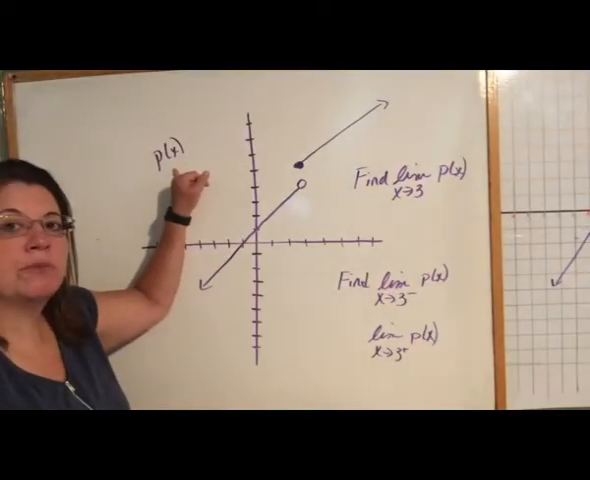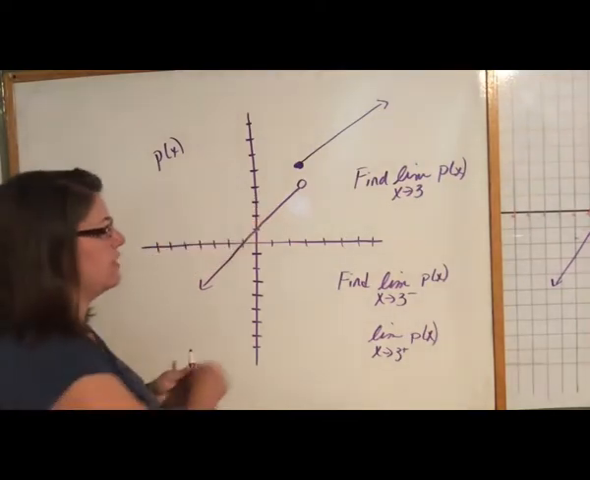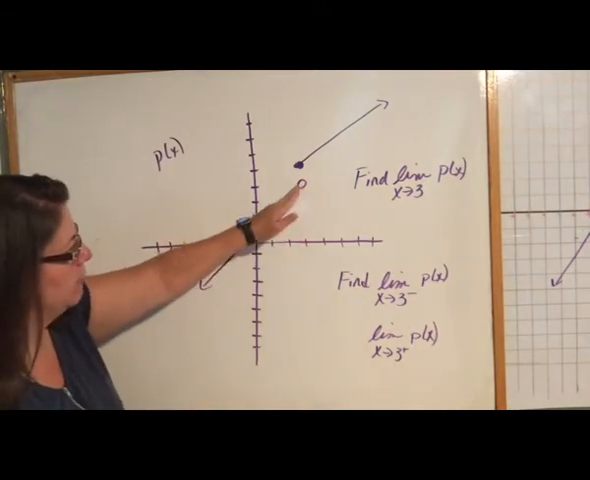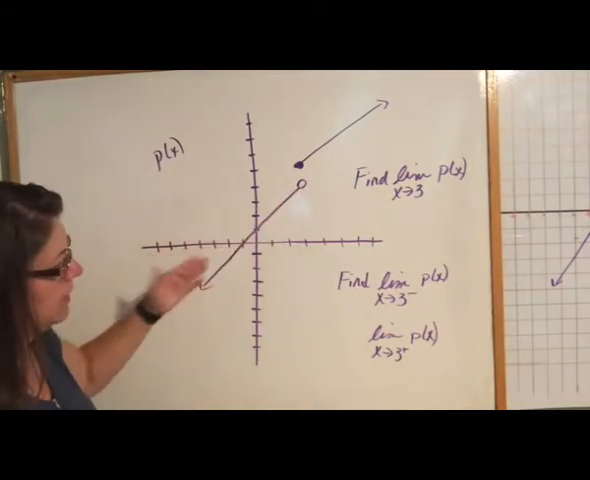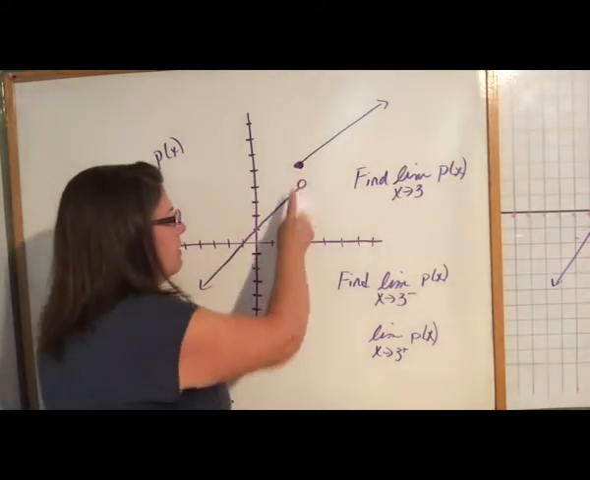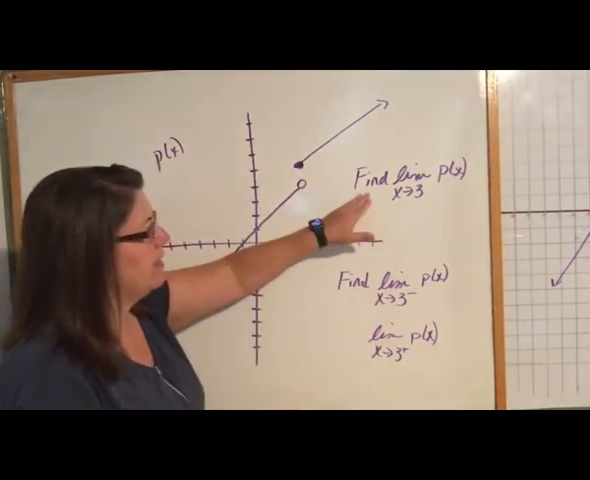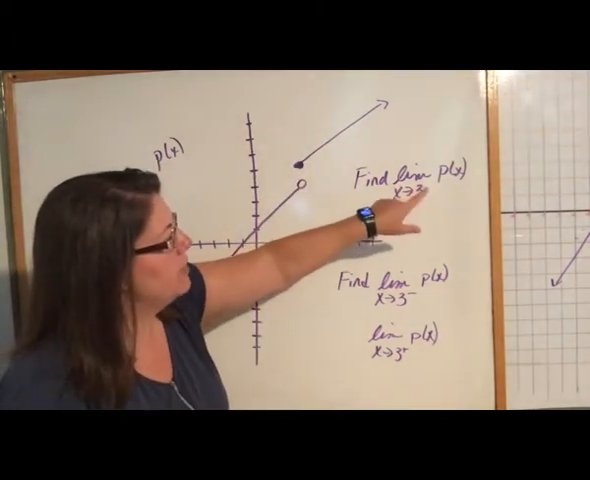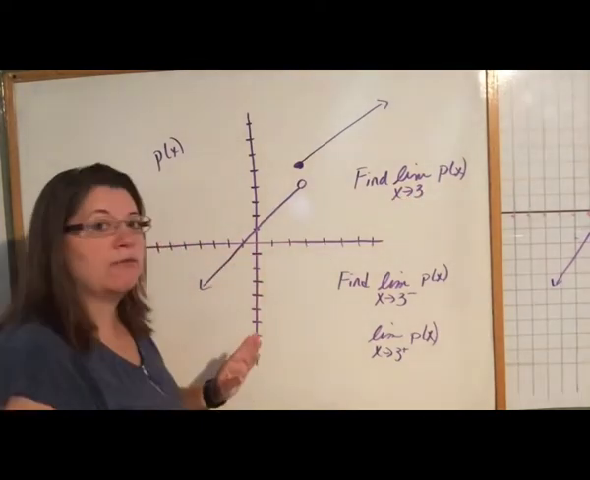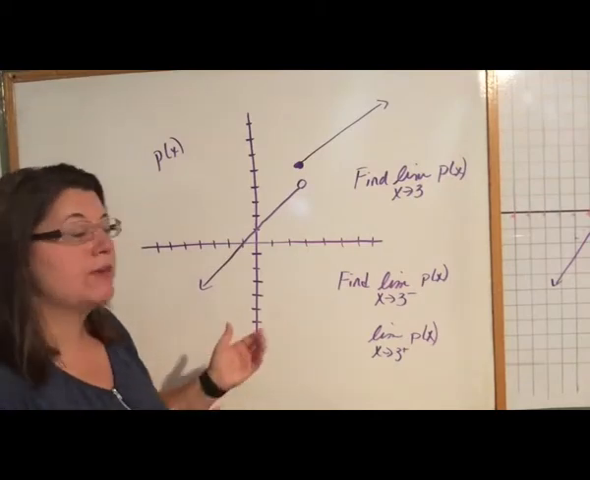Here I have function p of x. P of x is a piecewise function. It has a jump right here at x equals 3. It's an open circle here with a linear function going toward the left, and the jump here is at 3 still, and it's got a linear function going toward the right. And here it's asking me to find the limit of p of x as x approaches 3. So what we need to do is see if it's approaching the same thing from the left and from the right.